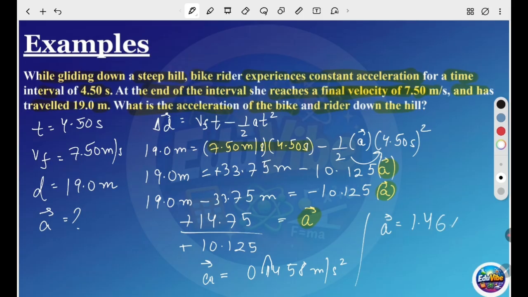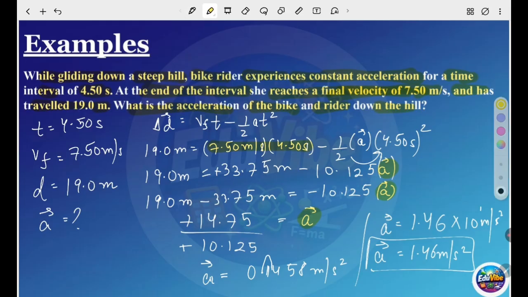You can write it as 10 raised to 1 if you want, but it doesn't matter because it's the same thing. So your answer for acceleration is 1.46 meter per second squared. So what is the acceleration of the bike rider? It's 1.46 meter per second squared.